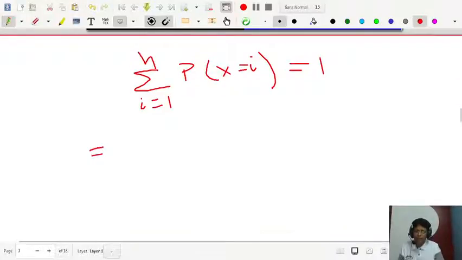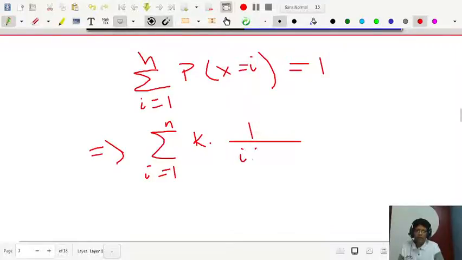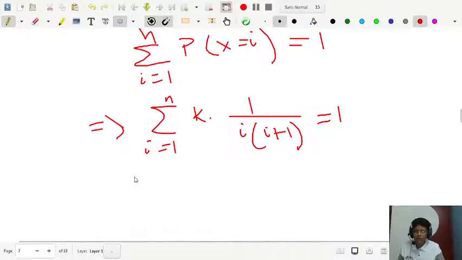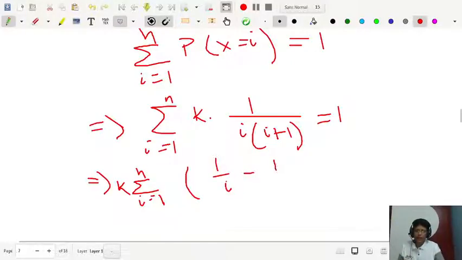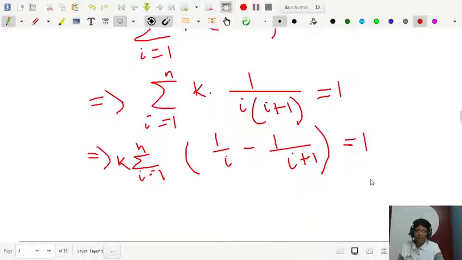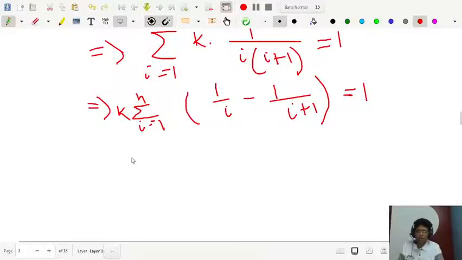So if you apply this, then summation i equal to 1 to n, k into 1 by i into i plus 1 equal to 1. Now k into summation i equal to 1 to n, we can write this as a partial fraction, 1 by i minus 1 by i plus 1. In terms of that, we can manipulate that. This is an algebraic manipulation. You know that this is called partial fraction.